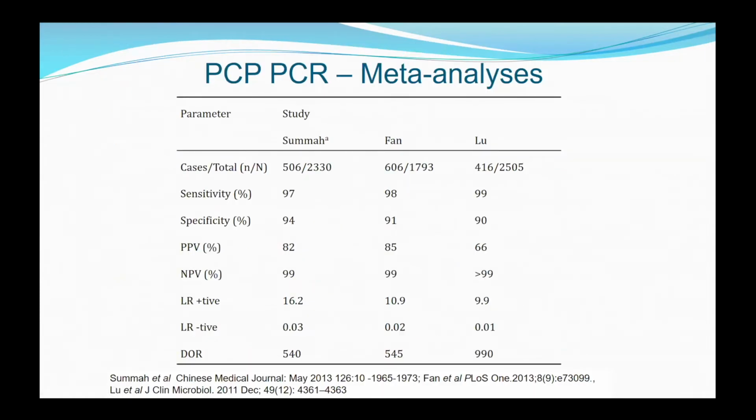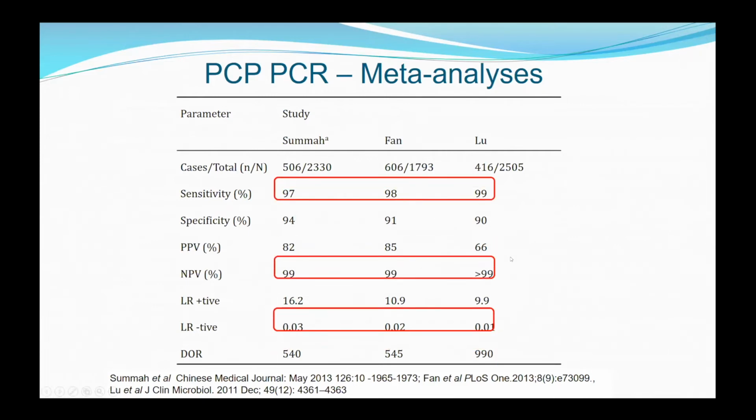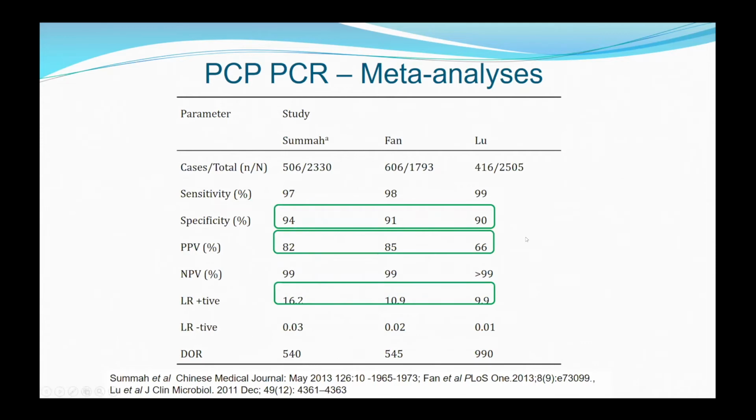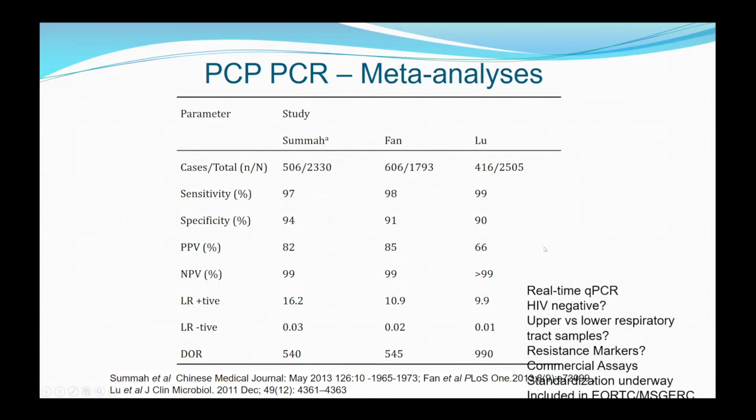Moving on to PCP PCR and meta-analyses, you can find really high sensitivity, and so when PCP PCR is negative, you can pretty much exclude disease. One of the problems put forward with PCP PCR is the picking up of colonization or clinically irrelevant Pneumocystis. But the specificity of PCP PCR is high, greater than 90%. The positive predictive value and positive likelihood ratio are actually quite good and sufficient to confirm disease when the sample is positive by PCP PCR.